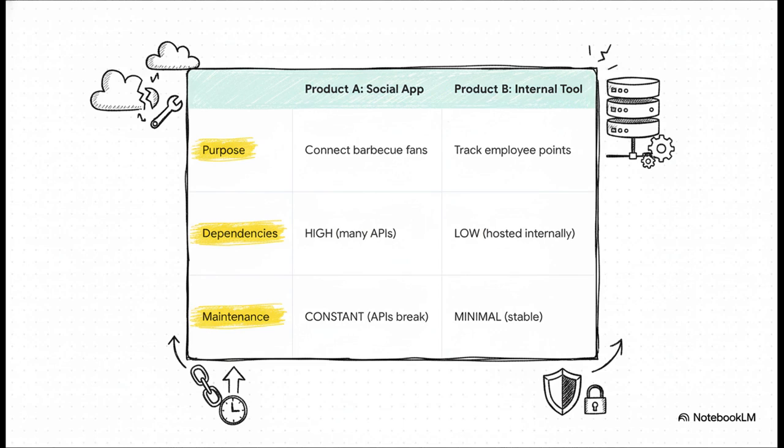To really see what I mean, let's look at two imaginary products. First, Product A. It's a social app for barbecue fans. Kind of flashy, built super fast by stitching together a bunch of third-party services from maps, logins, you name it. Then you have Product B. It's a super simple internal tool for a company to track employee rewards points. It's self-contained, no frills. Now, which one do you think is going to cost more to maintain over time?